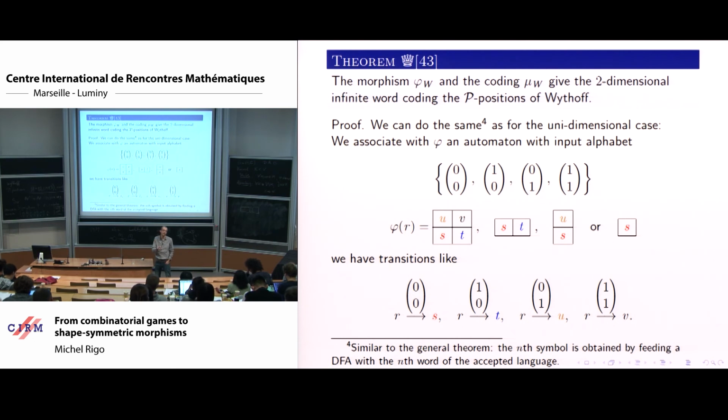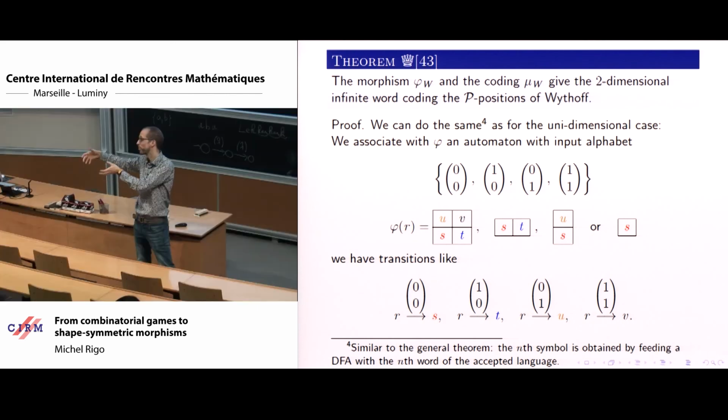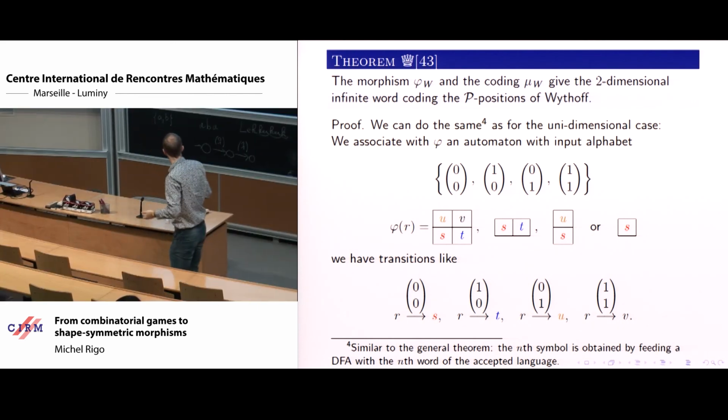Actually, this is exactly the same kind of proof as all the proofs I did before. On one hand, you have a morphism and you want to iterate the morphism. On the other hand, and it's exactly equivalent, you have some automaton and you are feeding the automaton with entries. And the two models give the same result. And so here, I know the morphism, and what I would like is to find the corresponding automaton. But from the morphism to the automaton, we can do the job.